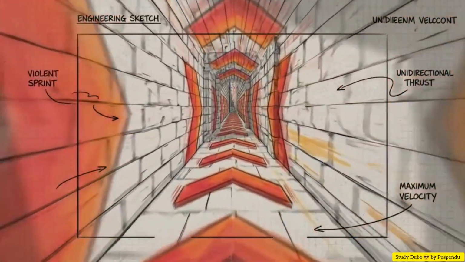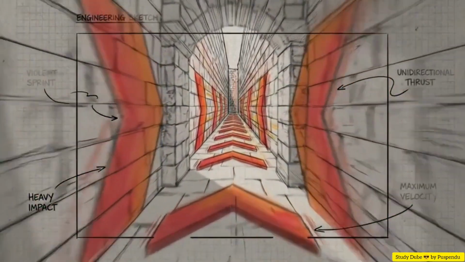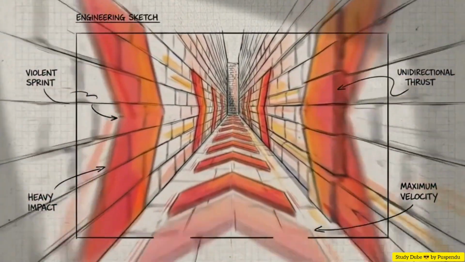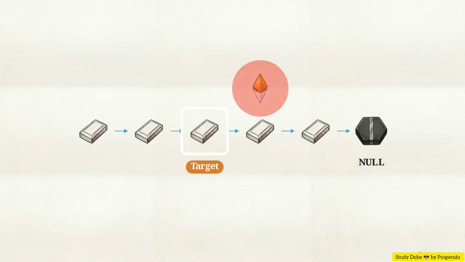Imagine sprinting down a narrow hallway where turning around is physically impossible. You can only move forward, one step at a time. A singly linked list is a sequence of data nodes connected by strict one-way pointers flowing to a dead end called null. If a search algorithm steps past its target, it cannot step backward. It must snap back to the beginning and restart.